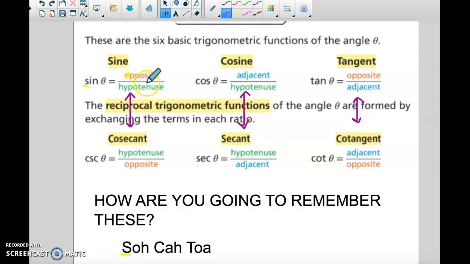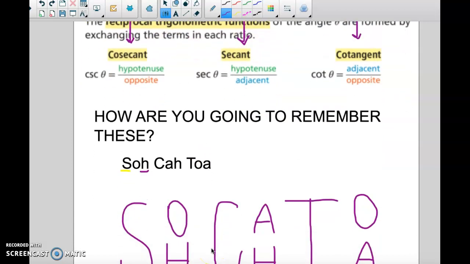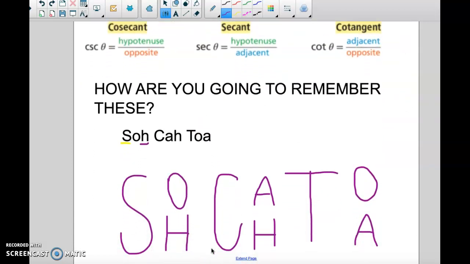Let's write this in a different color. The O stands for opposite, and this H stands for hypotenuse. Okay, right? Sine, opposite, hypotenuse. Cosine, adjacent, hypotenuse. T for tangent, opposite over adjacent, OA. I also write it like this, to get those ratios a better visual: sine, opposite over hypotenuse, cosine, adjacent over hypotenuse, tangent, opposite over adjacent.